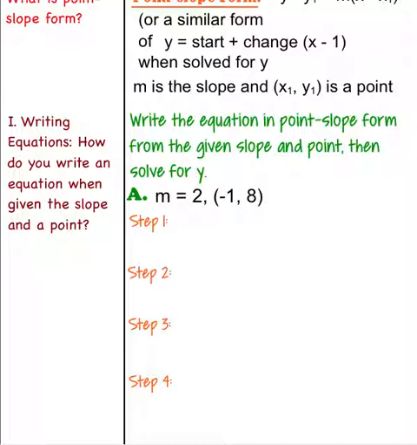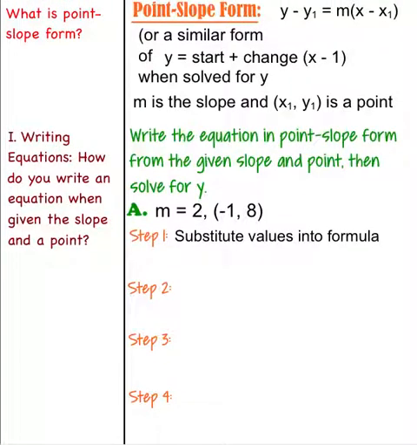So when we do this, step one is going to be to simply substitute our values into the formula. In our case, we have slope being 2 and our point being (-1, 8). So remember, this is our x and this is our y. So when we substitute into our formula up here, we have y minus y1, which is going to be 8, equal to our slope, which is 2, times the quantity x minus x1, which is negative 1.